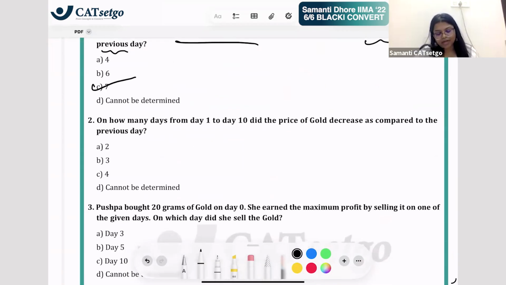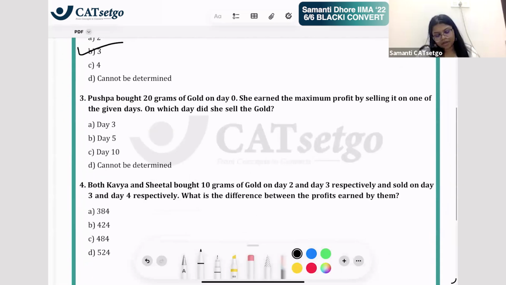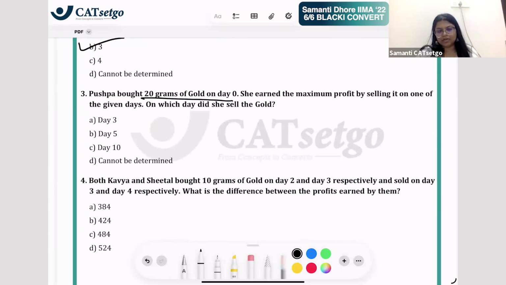Then यहाँ पे पूछा है, on how many days from day 1 to day 10 did the price of gold decrease as compared to the previous day, the remaining 3 days. Let us not waste our time. Easy questions. Now next. Pushpa bought 20 grams of gold on day 0. She earned the maximum profit by selling it on one of the given days. On which day did she sell the gold?